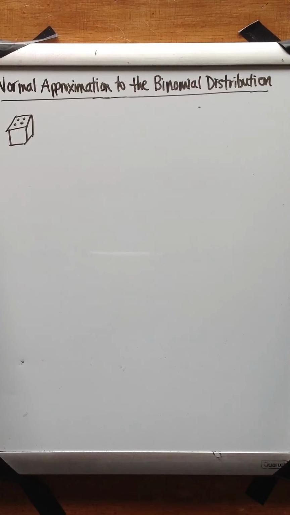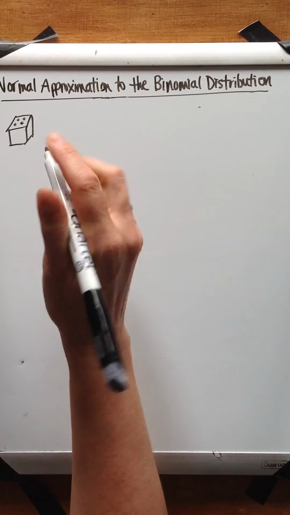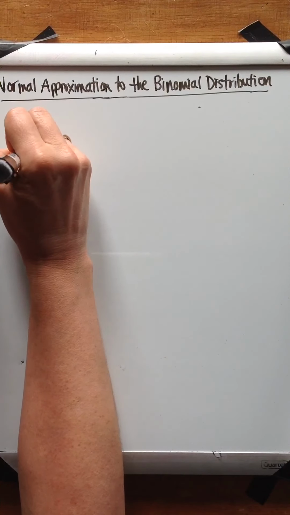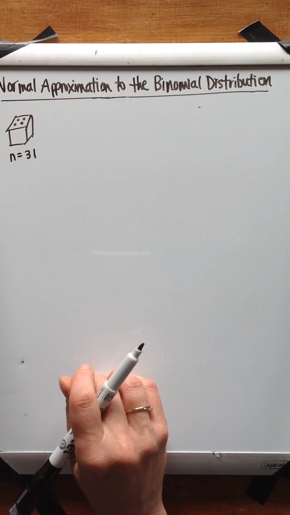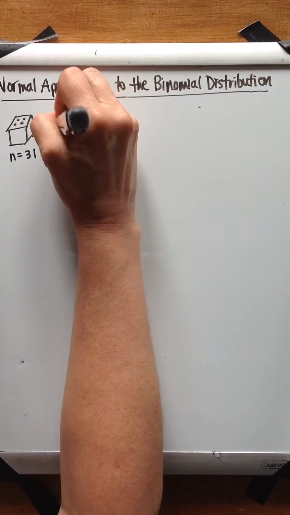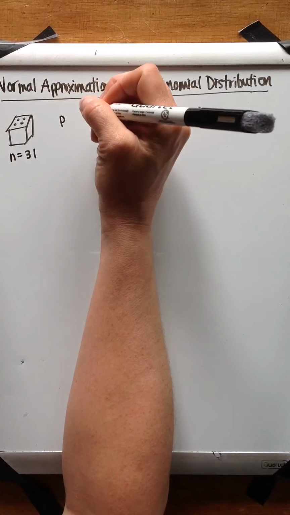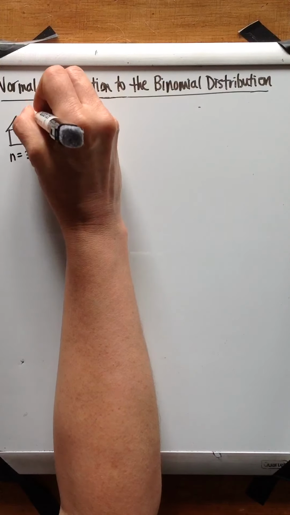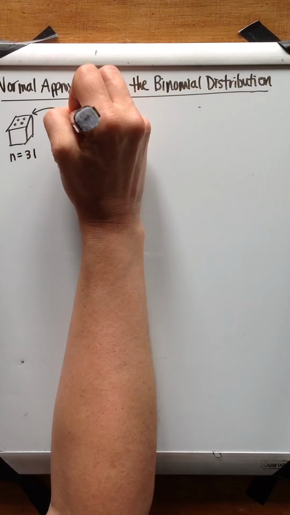In this video, I want to explore how the normal distribution can help us solve some binomial scenarios that mathematically might be a little bit challenging. Let's begin though with an easier example. Let's say that you've got a die and you're going to roll it 31 times. And let's say that you want to calculate the probability of getting a 4 at least 3 times. So we want to get this at least 3 times.